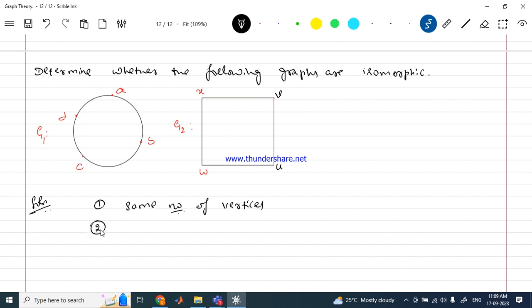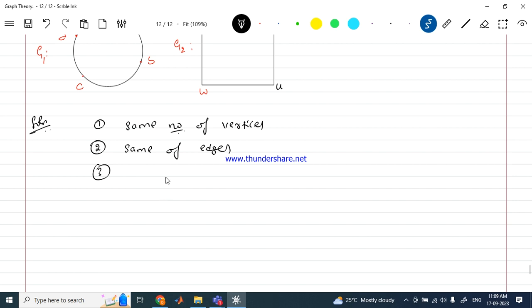First thing is done. Second thing is, do we have the same number of edges? Yes, it is true. 1, 2, 3, 4. 1, 2, 3, 4. 4 edges, 4 edges. And the third thing we need to check is, do we have the same degree? Check degree. You can note that both are 2-regular graphs here. What do you mean by that? Degree of each vertex is 2 in both the graphs.